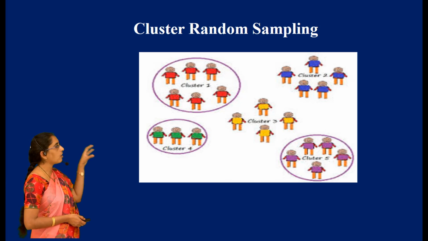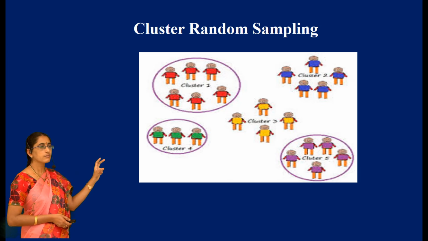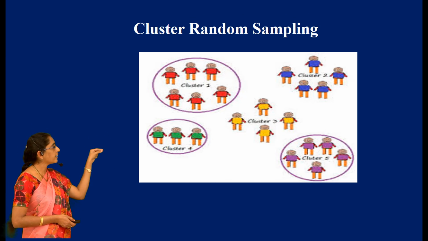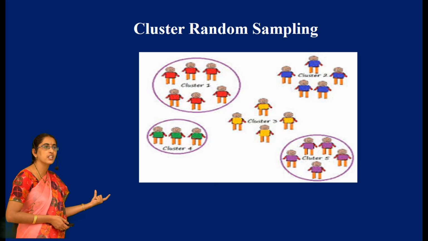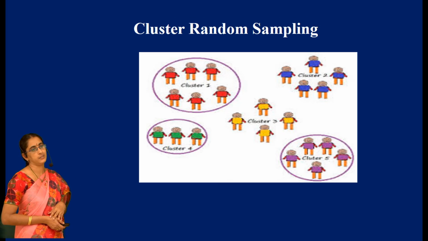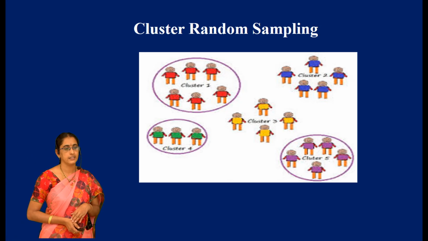So here also all sorts of people will be there in this cluster random sampling, right? From that we select, which means we will divide the homogeneous into different heterogeneous groups. Then again from each heterogeneous group we will select the sample. So that's about the cluster random sampling technique, right?